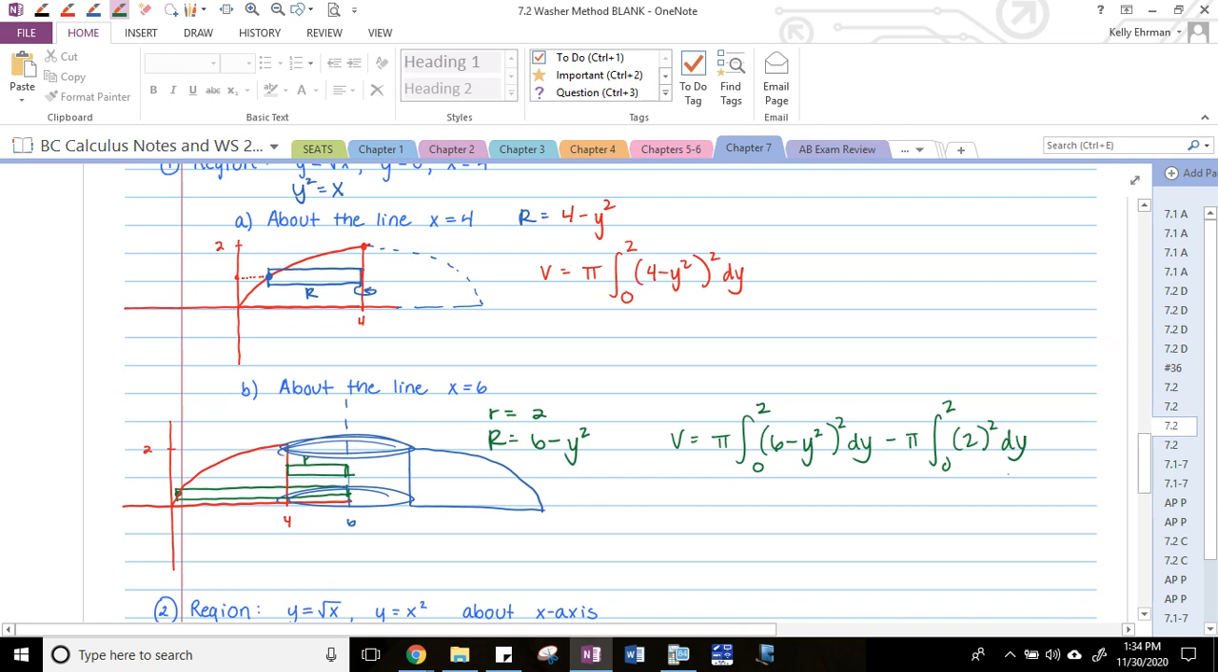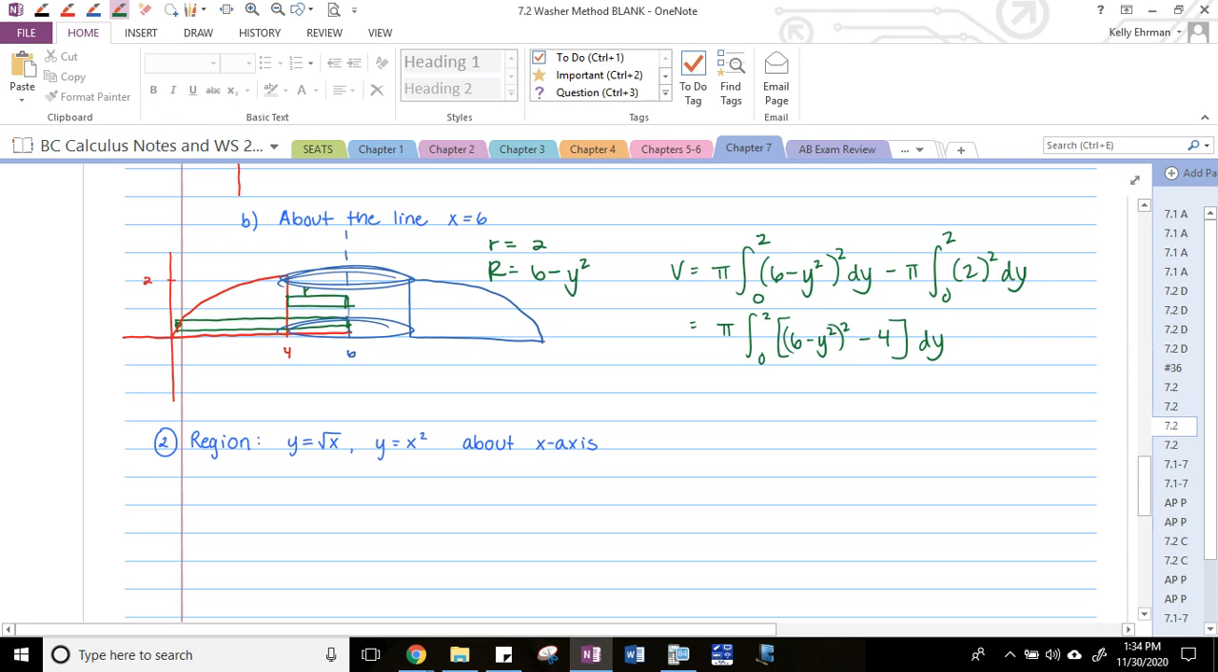Now you can set it up like this, or you might notice these both have pi integral from 0 to 2. You can merge those together. It is the same as pi times the integral from 0 to 2 of (6 minus y squared) squared minus 4 dy. So you are allowed to put those together. I would just be careful about that, that you don't forget to square something, or that you don't subtract the 4 and then square the whole thing.